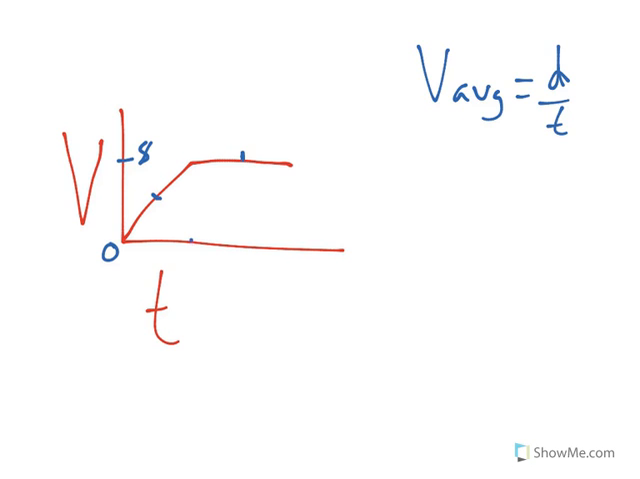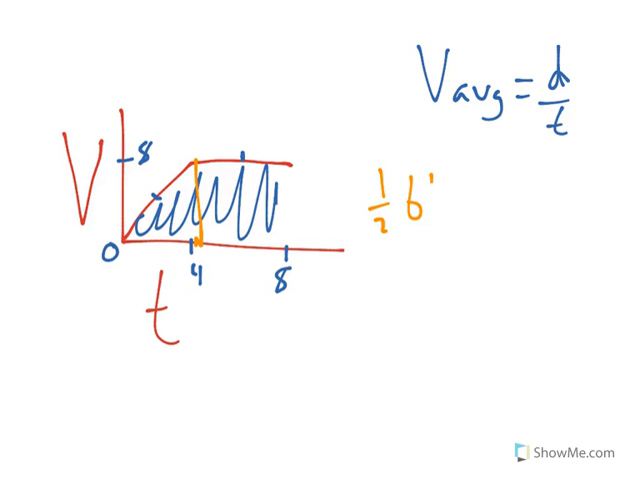So what we have to remember is that we have to do the area under the curve. The area under this curve here should be equal to the distance. And so I'm going to do this first bit first, so this little triangle here. A triangle is 1/2 base times height. So I should get 1/2 times 8 times 4, which would be 16.